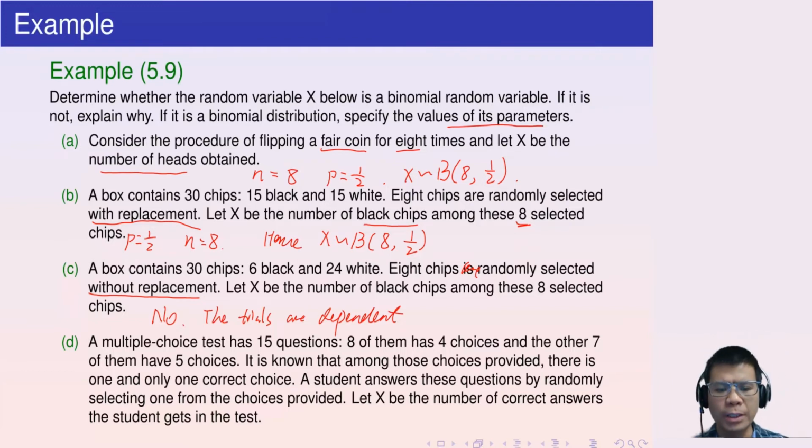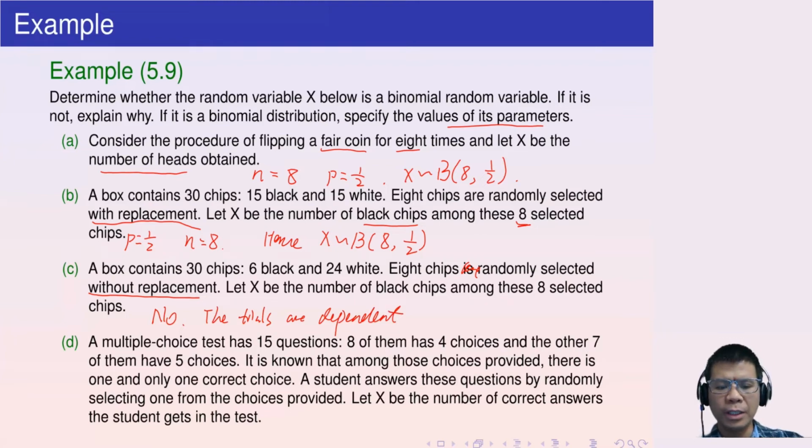The multiple choice test has 15 questions. 8 of them have 4 choices, and the other 7 of them have 5 choices. It is known that among these choices provided, there is one and only one correct choice. The student answers these questions by randomly selecting one from the choices provided. X is the number of correct answers the student gets on the test.